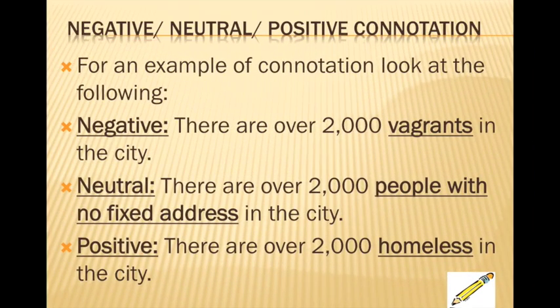So here's another example. Negative: there are over 2,000 vagrants in the city. Vagrants might have a more negative feeling attached to that word. Neutral: there are over 2,000 people with no fixed address in the city. And then finally, more of a positive one: there are over 2,000 homeless in the city. I actually would maybe even switch the neutral and positive here, because people with no fixed address doesn't sound bad, but it doesn't really sound positive either. Depending on your own interpretation, positive and neutral could be kind of interchangeable. Just be thinking negative, neutral, positive, and connotation is that feeling attached to a word.